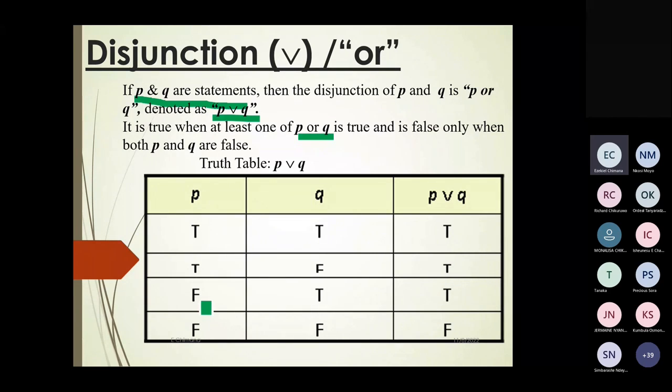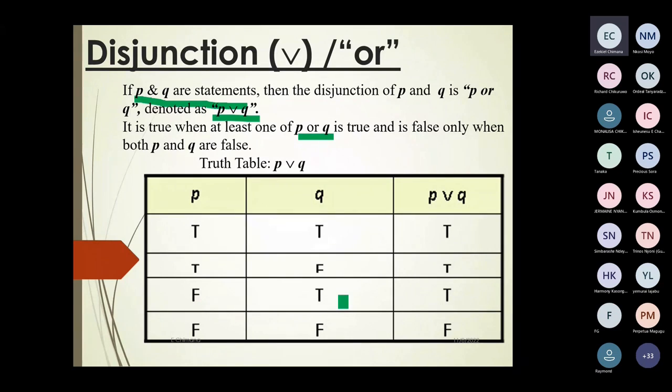The same as here, P is false, but Q is true. So we can still do something. But here it is false and here it is false. So we can do nothing. So it is only false when both the inputs have got the truth value false.